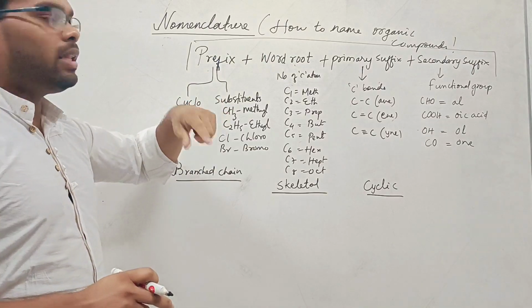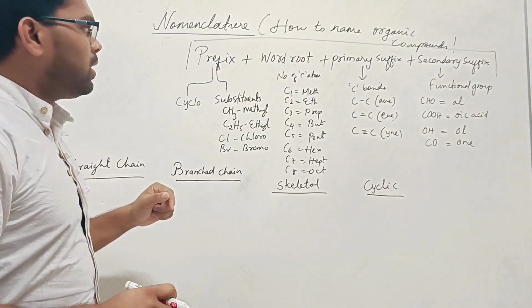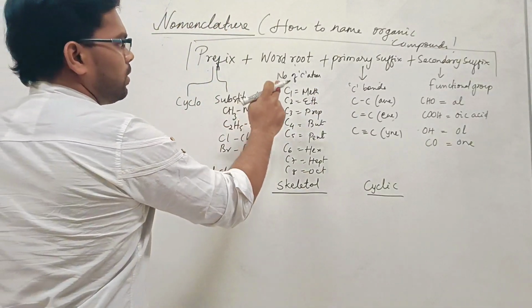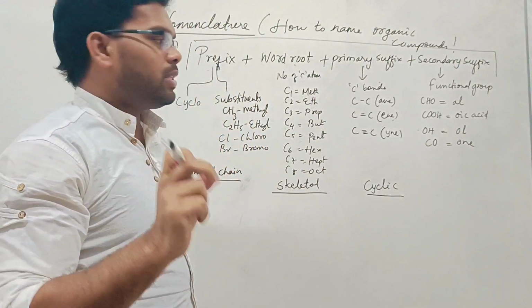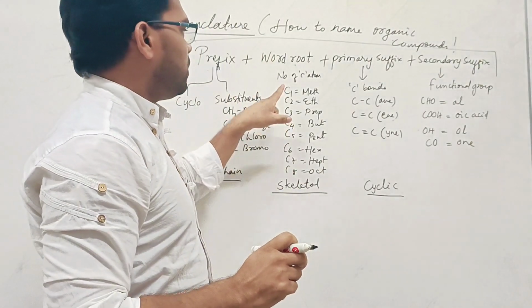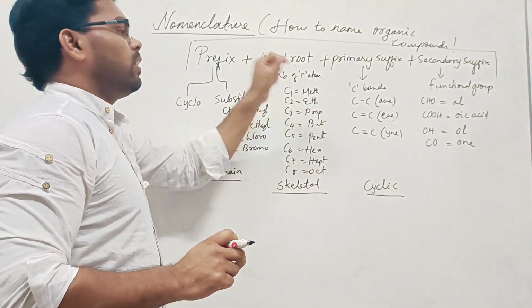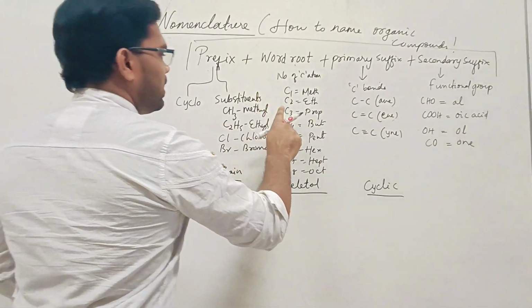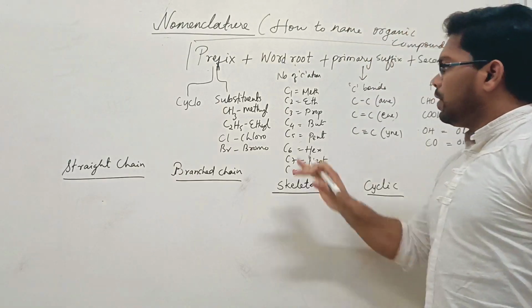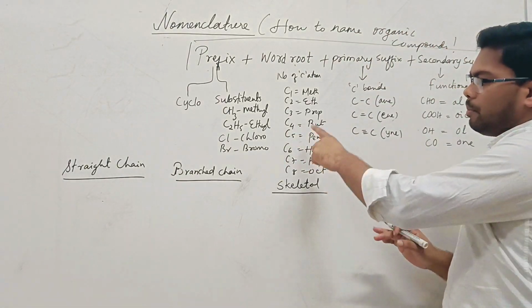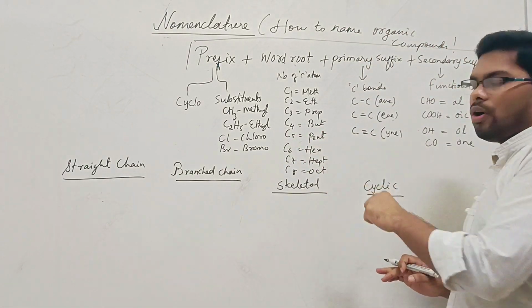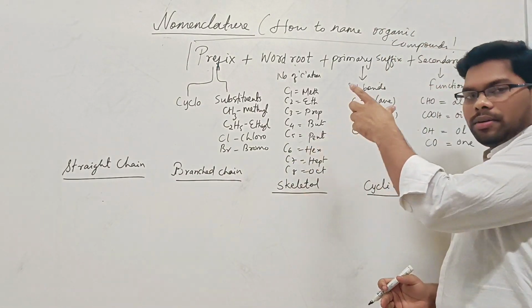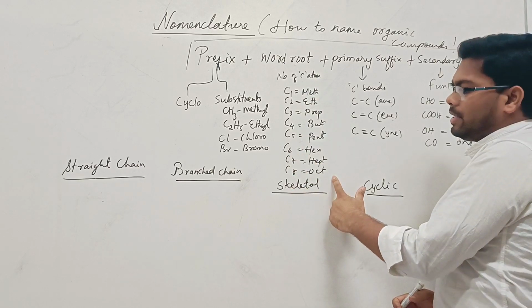Then come to the word root. What is the meaning of word root? Word root is basically the number of carbon atoms. If an organic compound contains only one carbon atom, C1, then we name it meth. If there are 2 carbon atoms, we call it eth. Then 3 carbon atoms, prop. 4, but, then pent, hex, hept, oct, non, undec, dodec, tetradec, and so on. I have written until 8.